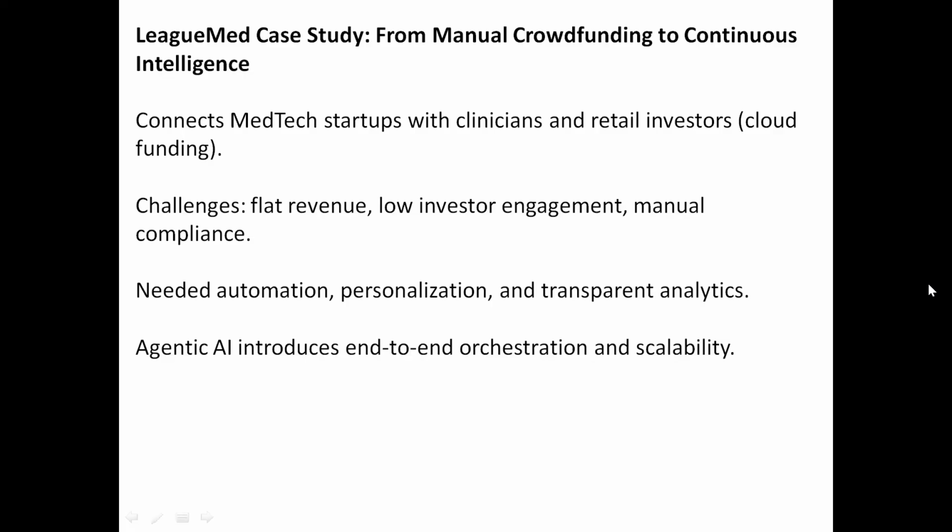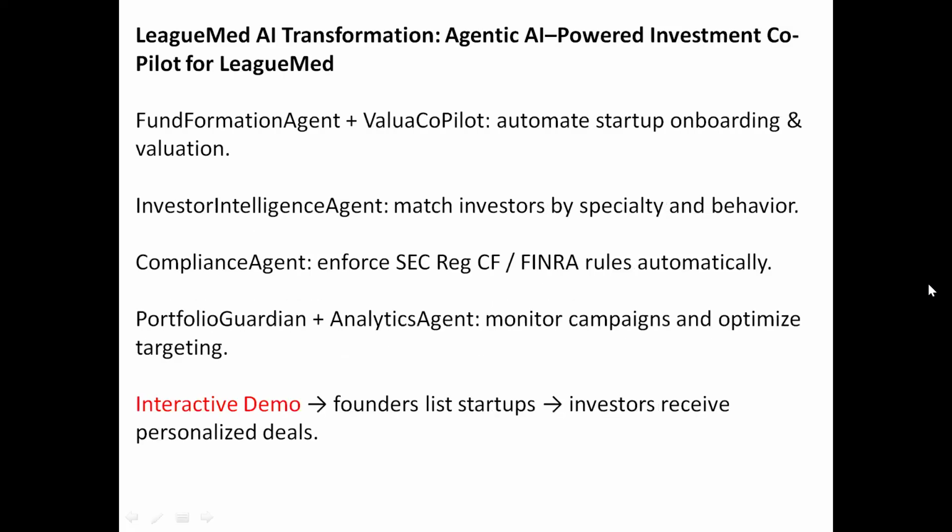Then I thought about how automation, personalization, and transparency could address these challenges for this business. End-to-end orchestration and scalability can be enabled. So this model is an agentic AI powered co-investment model. I just developed a very simple showcase demo.